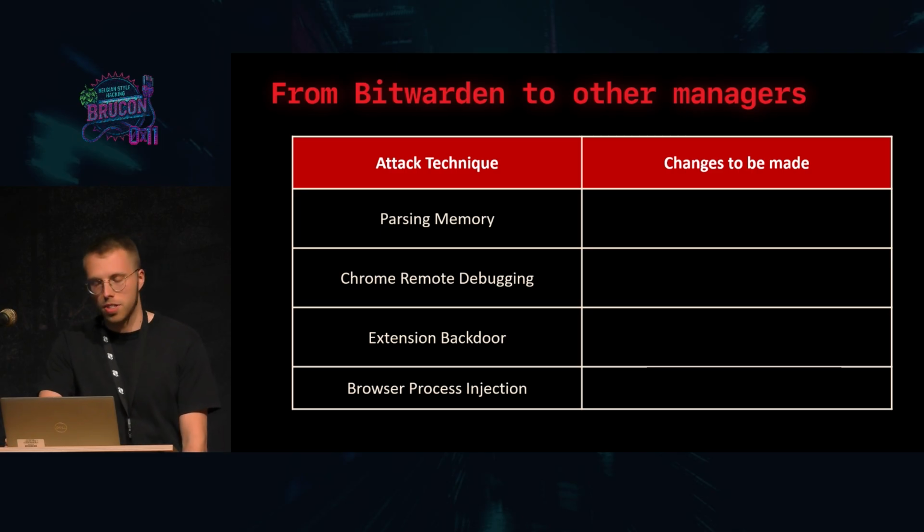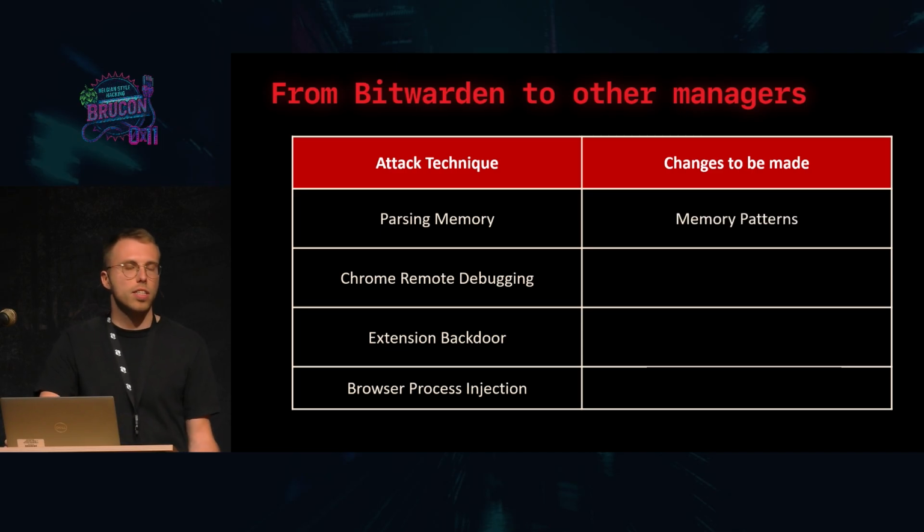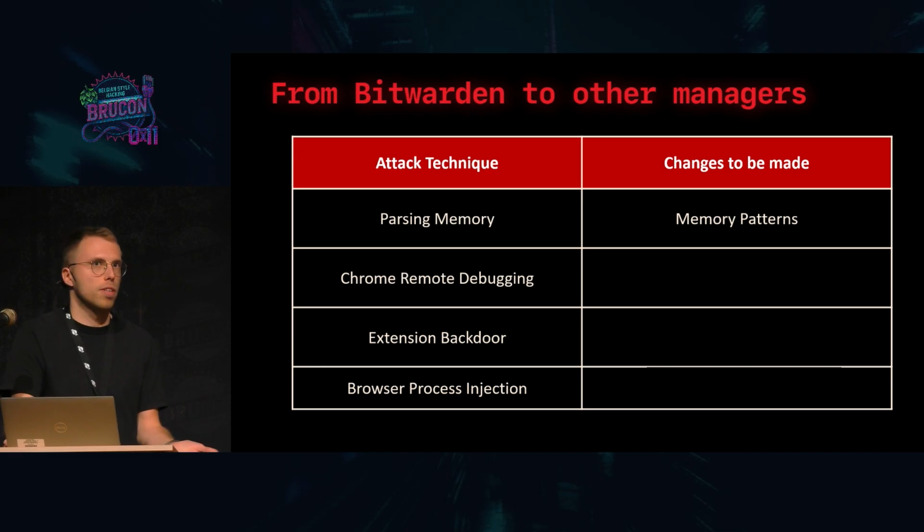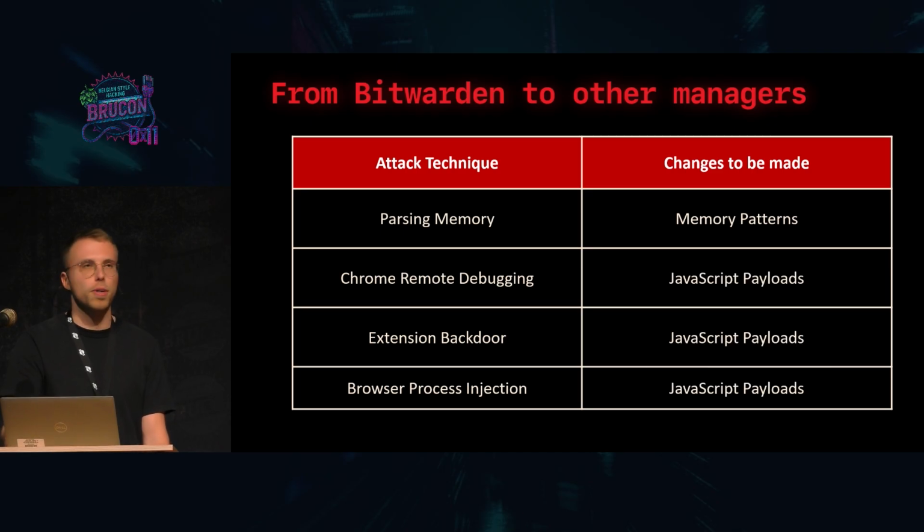And the answer, in theory, at least, is yes, because, for example, for the encryption key, Chrome needs to have it somewhere, because otherwise you won't be able to access your database. So basically, it's just a matter of modifying your memory patterns in order to get access to it. As well as for the others, it's just a matter of your JavaScript payload. You just have to adapt it, but because there is always a front end and a back end for your extensions, it does not really matter which password manager you're using. It should, in theory, always be possible to get access to the passwords.